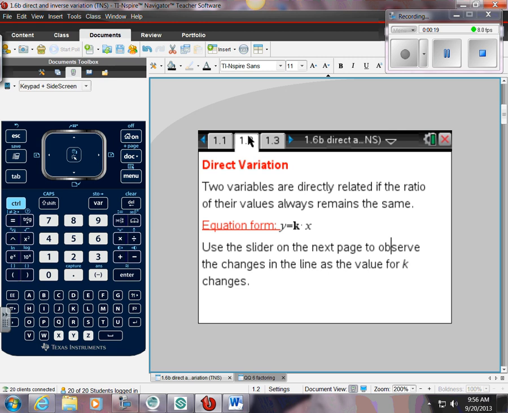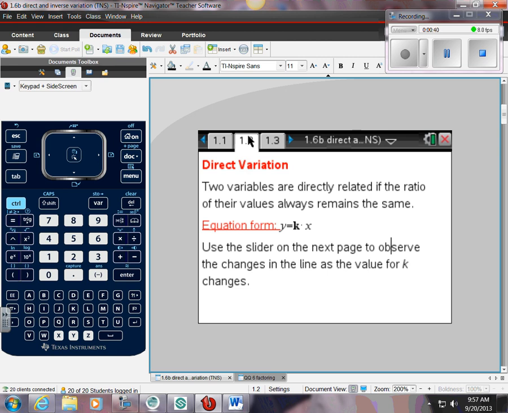Essentially what direct variation means is things being directly related, such as if you work at McDonald's and make $7 an hour, the more hours you work, what happens to your pay? The more you make. So the more hours you work, the more you make. Directly related. One goes up, the other goes up, right? Okay, so that's direct variation in a nutshell.